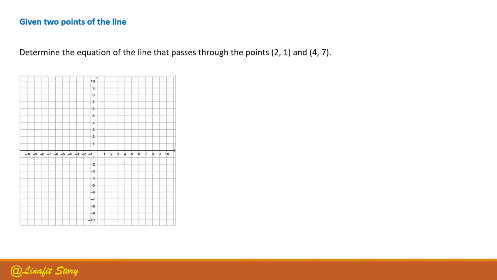Given 2 points of the line, determine the equation of the line that passes through the points (2, 1) and (4, 7). Look at the line. The line slopes upwards, so its gradient is positive. To get the gradient is how far up out of how far along. So 6 out of 2. 6 divided by 2 is 3.